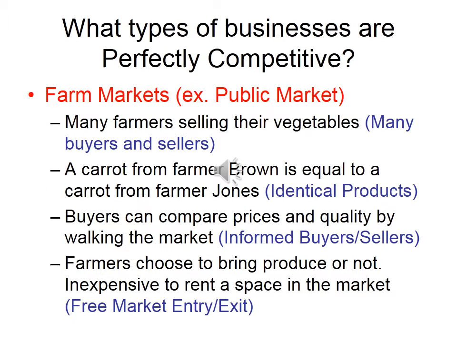What types of businesses are perfectly competitive? So we have farm markets, for example public markets, where many farmers sell their vegetables. It means that there are many buyers and many sellers. A carrot from farmer Brown, or whoever, I'm sorry, is equal to a carrot from farmer Jones or whoever. So they are identical products.